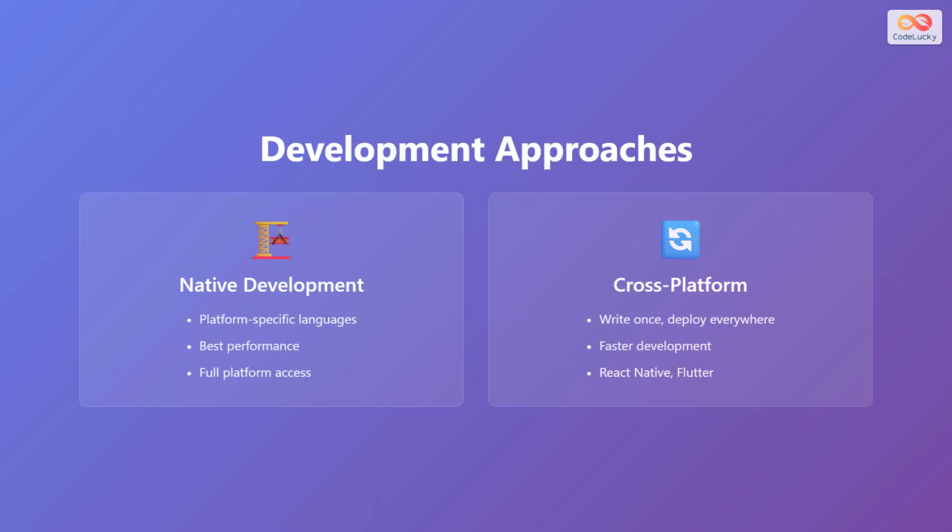There are two main approaches to mobile app development. Native development means writing code specifically for each platform using platform-specific languages. Native apps offer the best performance, full access to platform features, and the best user experience. However, you need to write separate code for iOS and Android. Cross-platform development, on the other hand, allows you to write code once and deploy it to multiple platforms. Popular frameworks like React Native and Flutter make this possible. Cross-platform development is faster to develop and easier to maintain, but it might have slightly lower performance compared to native apps.